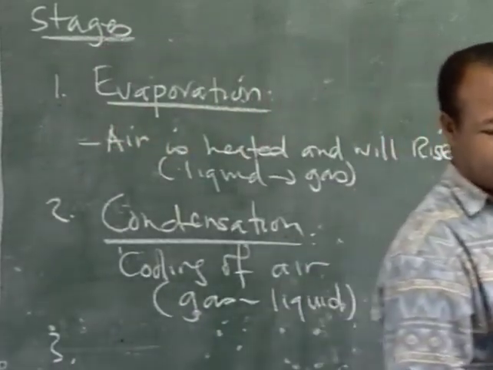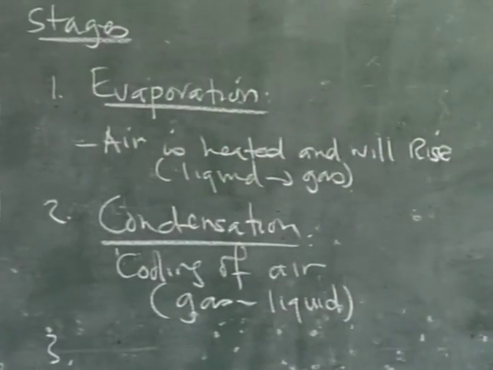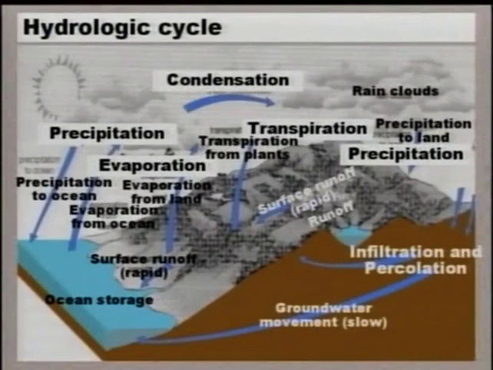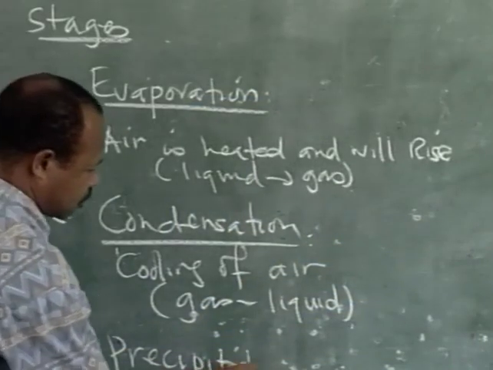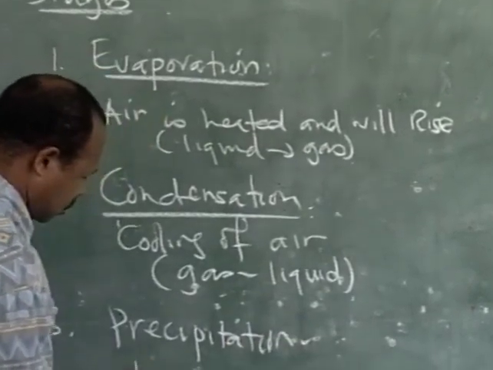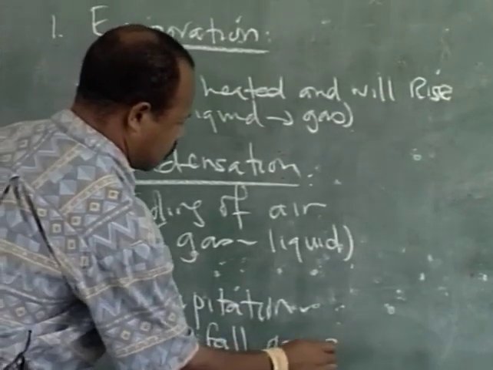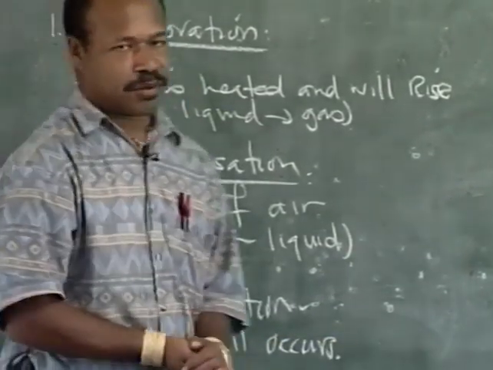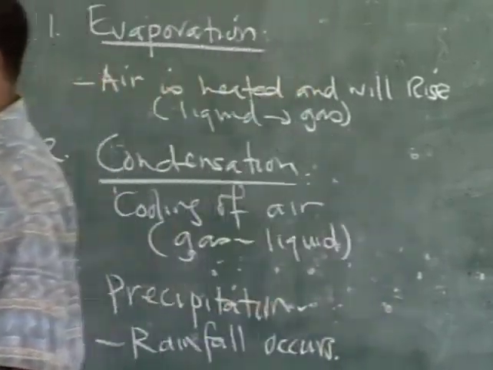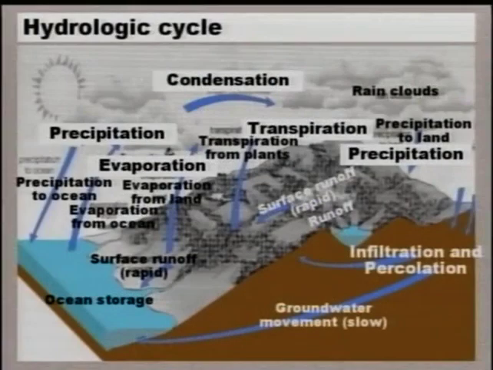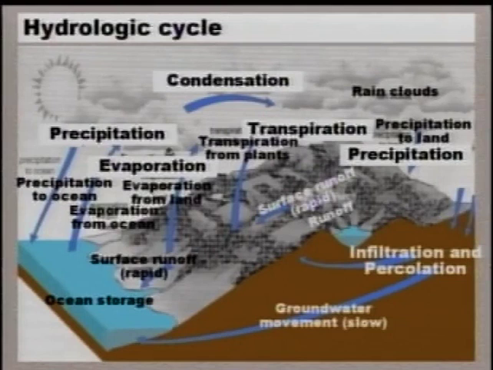And with the hydraulic cycle, the third stage would be precipitation, and in this case, that's where we have rainfall occurring. With the rainfall occurring, it falls onto the land, therefore, we will have surface runoff and also infiltration and percolation, which forms the groundwater.